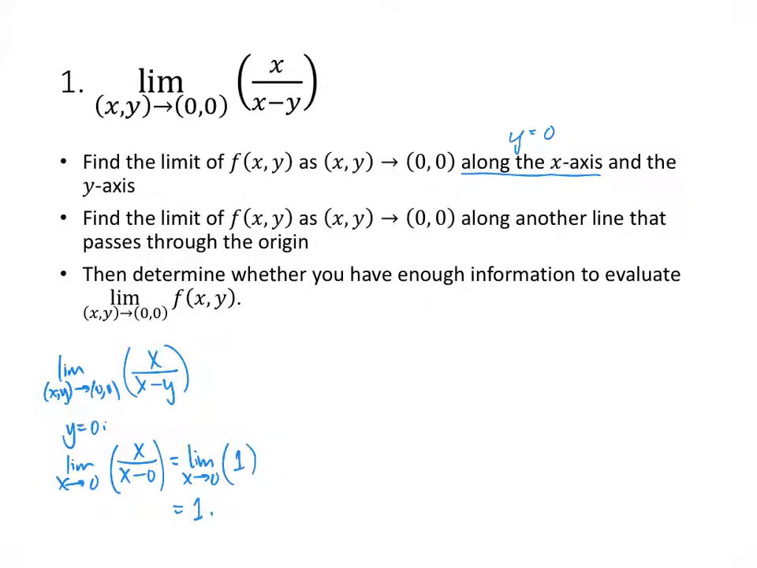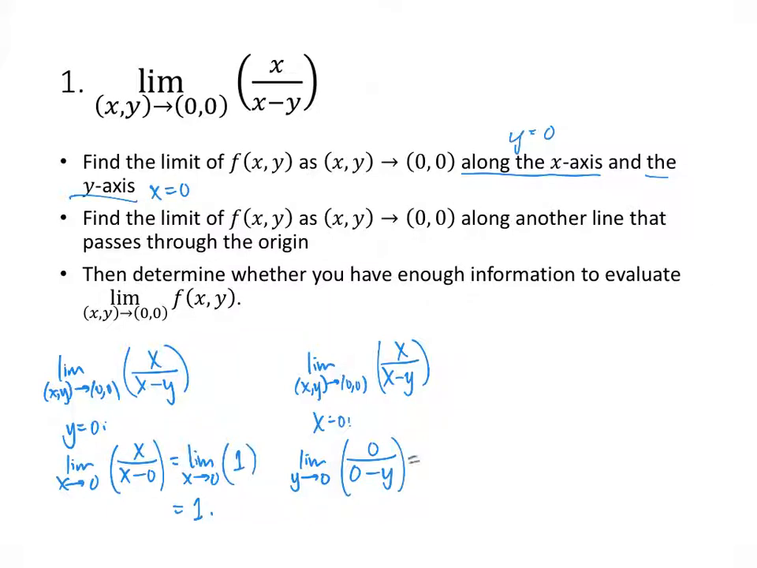We're still on the first bullet point, and we also want to do the y-axis. The y-axis is where x equals 0. Again, we're looking at the limit as (x,y) goes to (0,0) of x over x minus y, but now x equals 0. So we're really just looking at the limit as y goes to 0, because x is already at 0. We get 0 over 0 minus y, which means we just get 0.